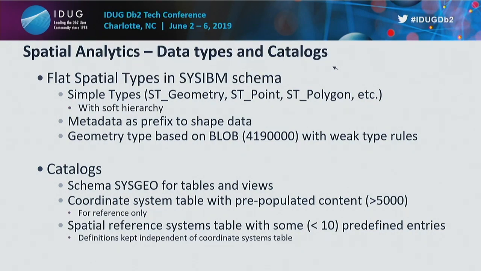The catalogs are going to have a similar schema to what you get with the DB2 GSE ones, except they're going to be in the sysgeo schema. There will be a coordinate system table that'll be pre-populated with 5,000 different references, and a spatial reference system table with slightly less than 10 predefined entries.